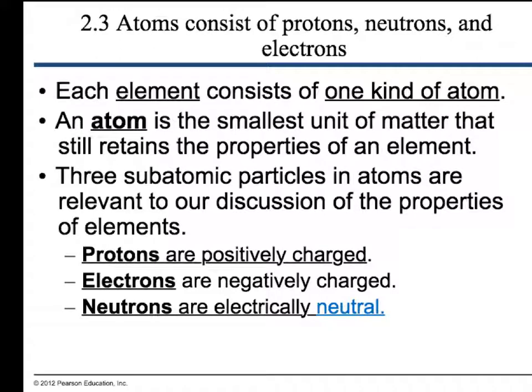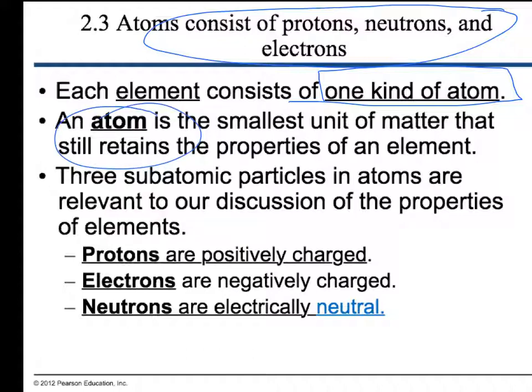So atoms consist of protons, neutrons, and electrons. So each element consists of one kind of atom. And an atom is, again, the smallest unit of matter that still retains its properties. It's not the smallest unit of life. The smallest unit of life is a cell. But the smallest unit of matter is an atom. So you should know the difference between those two.